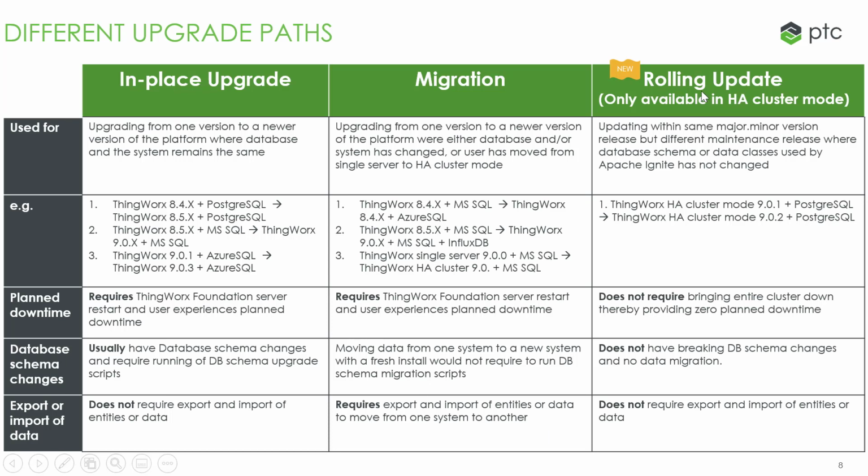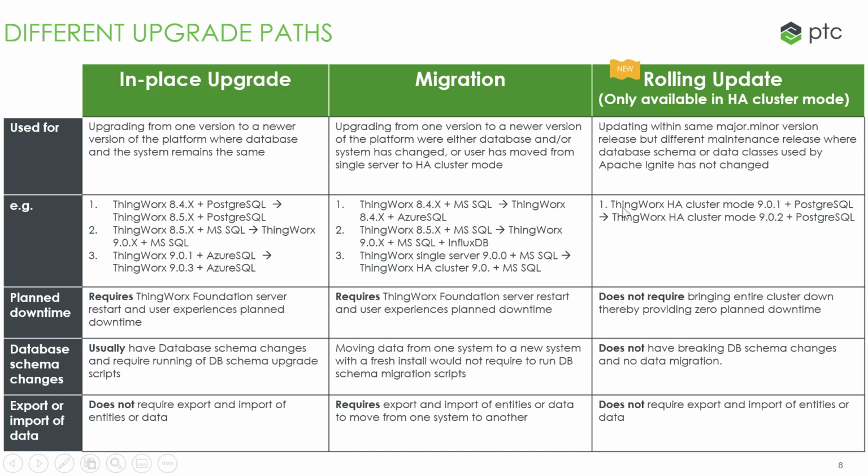Now the new feature that has been made available to you is called rolling update, where you are updating within the same major minor version release but with a different maintenance release, where the database schema or data classes used by Apache Ignite has not changed within those maintenance releases. In only those cases you can perform a rolling update. We'll look ahead in the future slides at the different use cases and scenarios where rolling update is applicable.